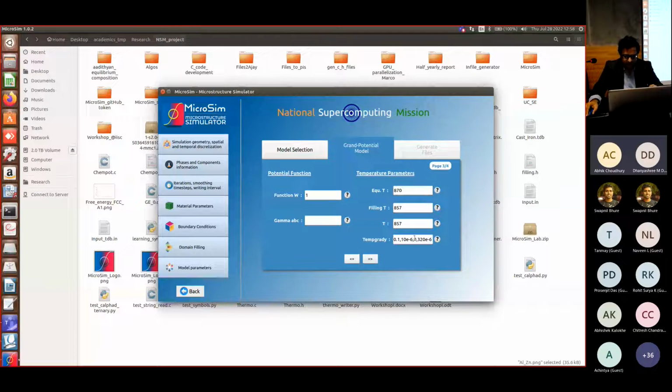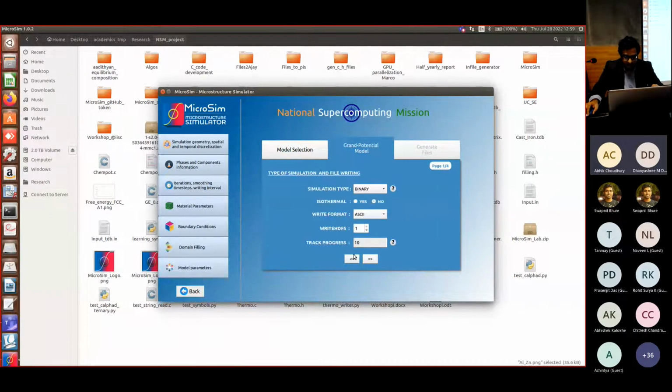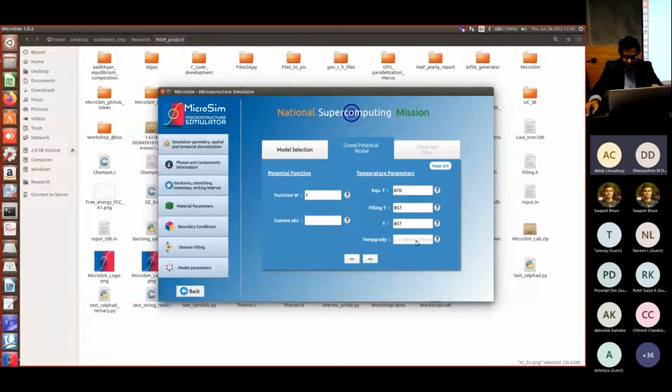This is the equilibrium temperature. This is the filling temperature, which means the equilibrium temperature corresponds to the temperature of the alloy composition that you have taken. This is H70 as I told you. 857 is the temperature which you are filling, the temperature that you are going to consider. So therefore you have an undercooling of 13 Kelvin in the system. OK, this is not going to be read. Let's see why it is going to be read. Isothermal, I'm going to do yes. If I do yes, those keys will not be read. The temperature gradient will be ignored.